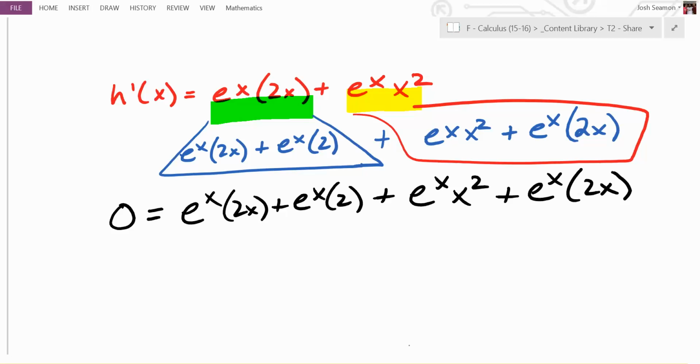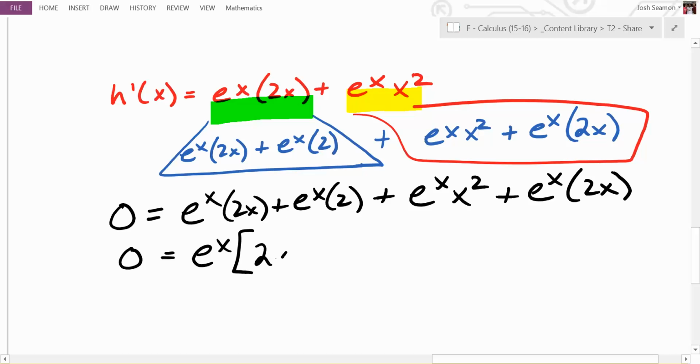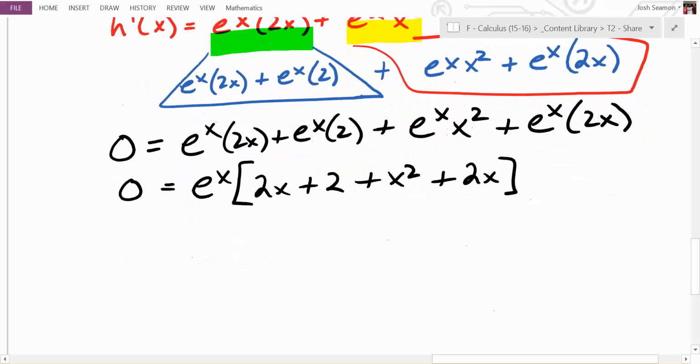So we end up with 0 is equal to e to the x times what? 2x plus 2 plus 2x. Yeah, and again, e to the x is always what? Always greater than 0, right? So the only way to make it equal to 0 is to have 2x plus 2 plus x squared plus 2x equal to what? 0. That's the only way to make it 0.